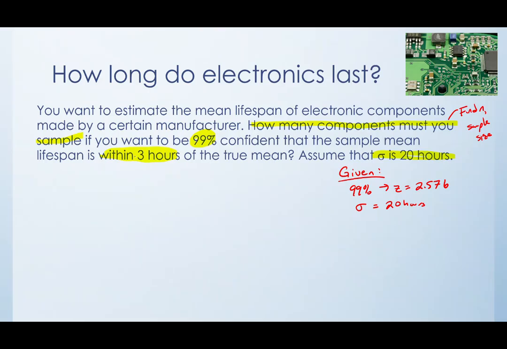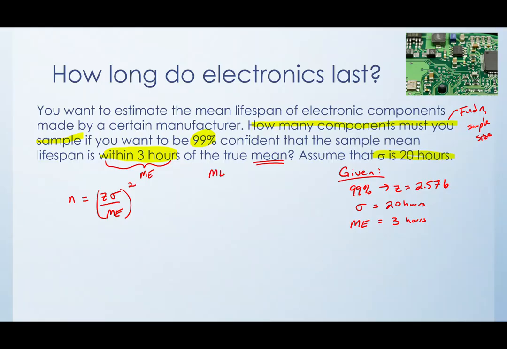Okay. And we've used the 99%. What about the within 3 hours? So this tells us our margin of error. And we're told what sigma is. Now, hopefully you remember that the formula for sample size for a mean was z sigma over margin of error, whole thing squared.